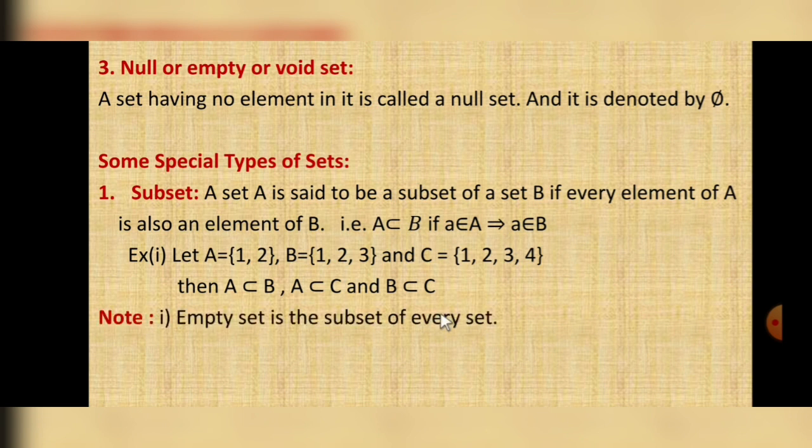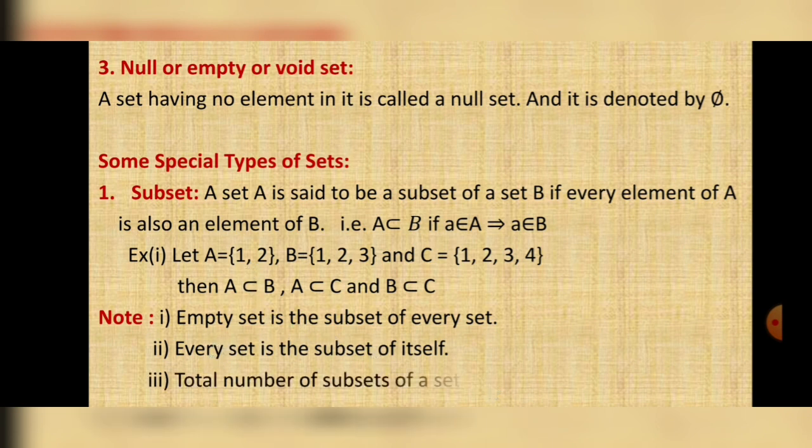The next important note here: the empty set is a subset of every set. You can take any set, and for that we can write the empty set is a subset of that given set. The next one is every set is a subset of itself. For example, here set A equal to {1, 2}, so a subset of this A is {1, 2}. The same set is also called a subset here.